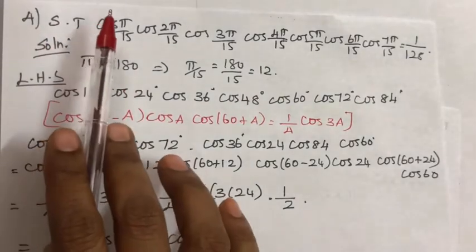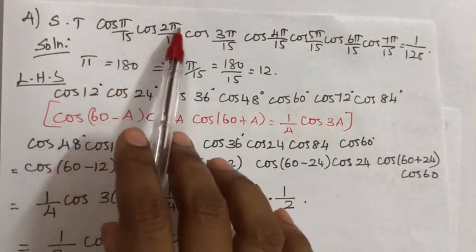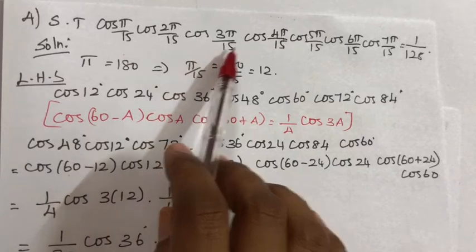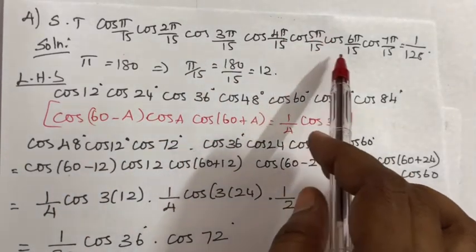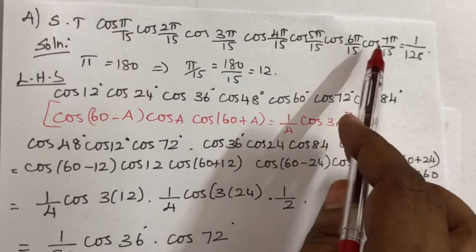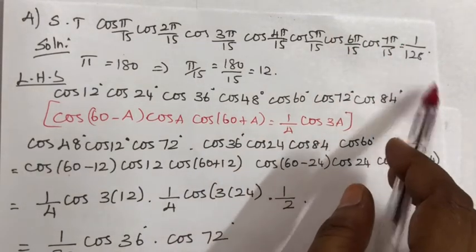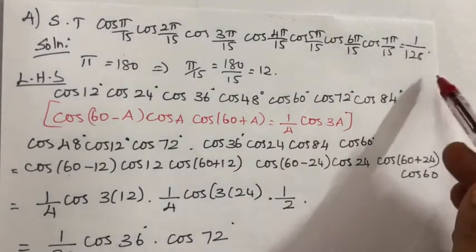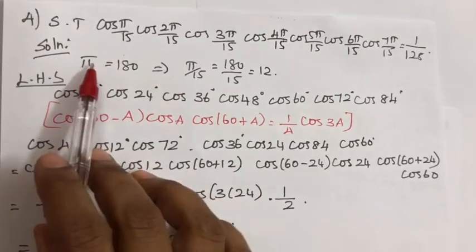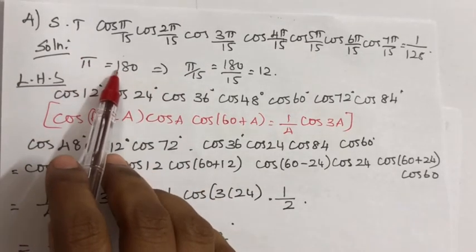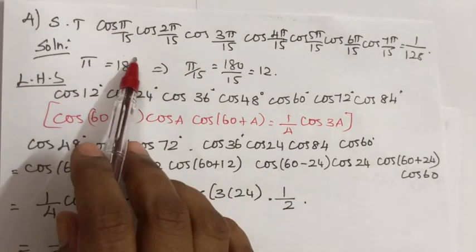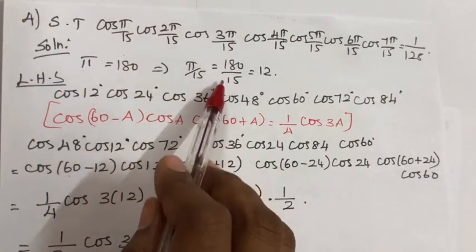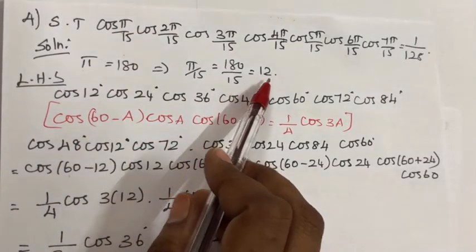Show that cos pi by 15, cos 2 pi by 15, cos 3 pi by 15, cos 4 pi by 15, cos 5 pi by 15, cos 6 pi by 15, cos 7 pi by 15 is equal to 1 divided by 128. What is our pi? It is 180. Pi is 180 degrees. So pi by 15, now 180 by 15, that is 12.